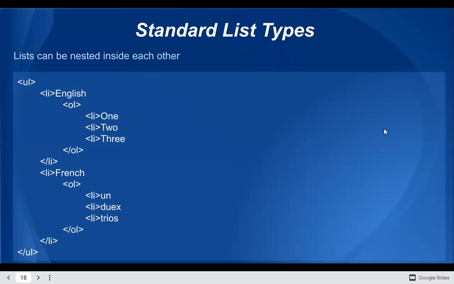In the unordered list, here in the example, we start with English, then we make an ordered list of 1, 2, 3. So after English, we will get 1, 2, 3. Then we make a list of French, and then we make an ordered list of the unused tribes. So within the unordered list, we got a listing of English and French. In English, we got 1, 2, 3, and in French, we got unused tribes. This will be the result of this example.